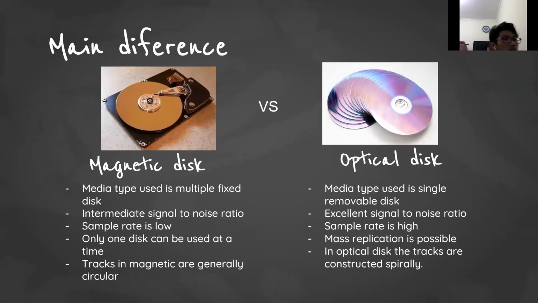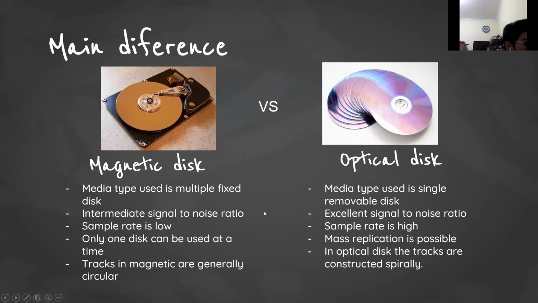So now we can see several main differences between magnetic disk and optical disk. Basically, we have found five differences. The first is that the media type used in a magnetic disk is multiple fixed disks, while for the optical disk, the media type used is a single removable disk.